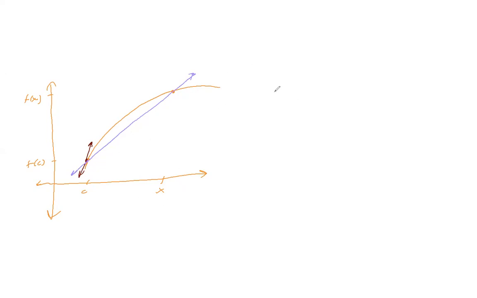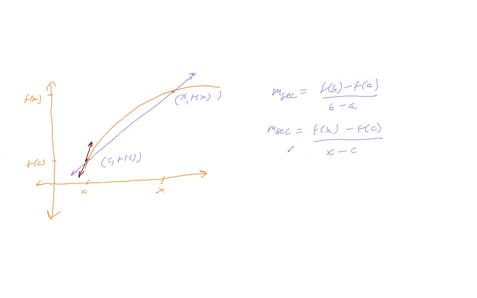So we stated that the secant line's slope would be equal to f of b minus f of a over b minus a. In this case, we've got a point here, x comma f of x, and a point down here, c comma f of c. So here's my y2, my y1, my x2, my x1. If we plug that in, that gives us f of x minus f of c, and on the bottom, x minus c. Here's my slope of my secant line.